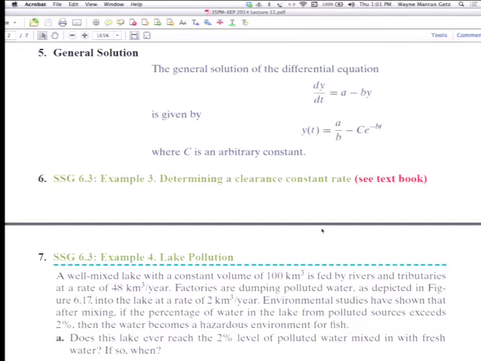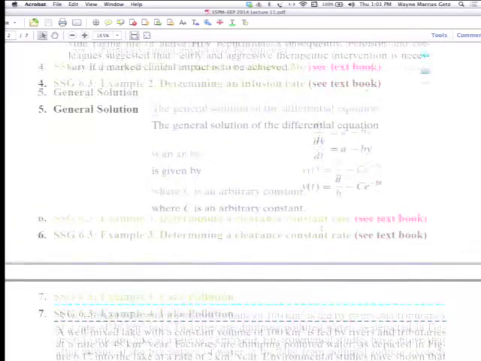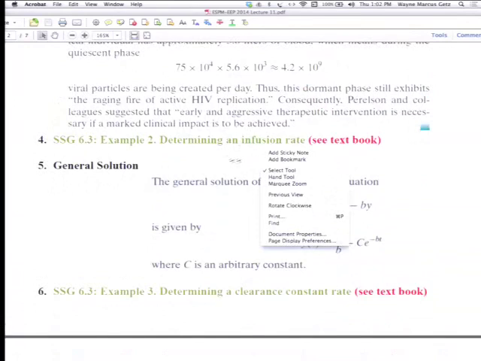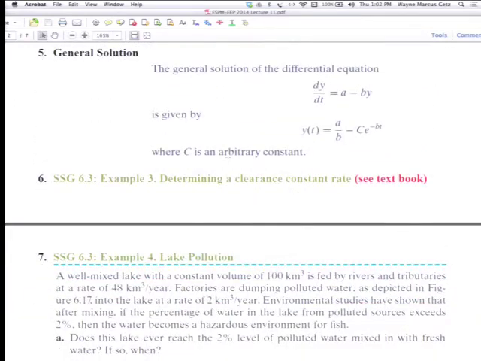Okay, so I can integrate this. And in the textbook, you'll see some examples integrated. For example, this one, determining an infusion rate. Example 2, you'll see it integrated where A and B have specific values. And from that, you can infer, or you can integrate with parameters rather than specific numbers, and you can show that the general solution to this equation is y of t equals A over B minus C e to the minus bt. This capital C is an arbitrary constant.